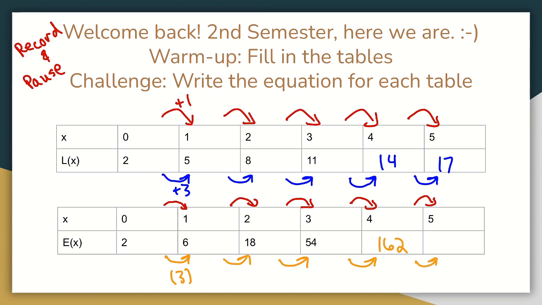3 times 160 is 480. 3 times 2 is 6, so it's got to be 486.